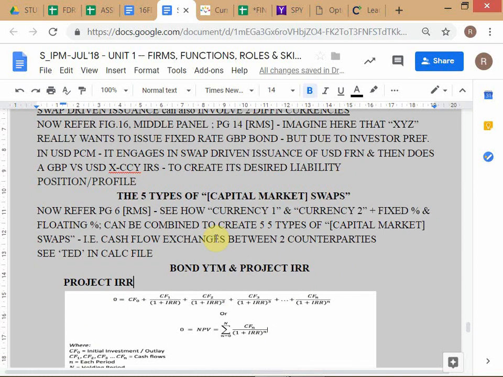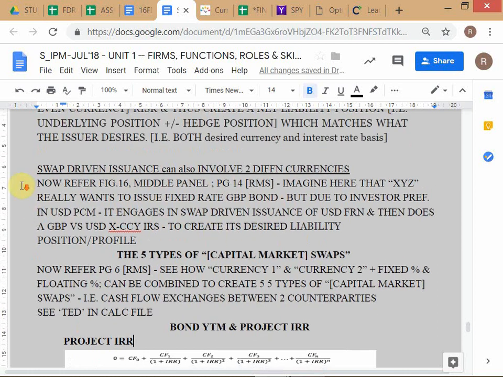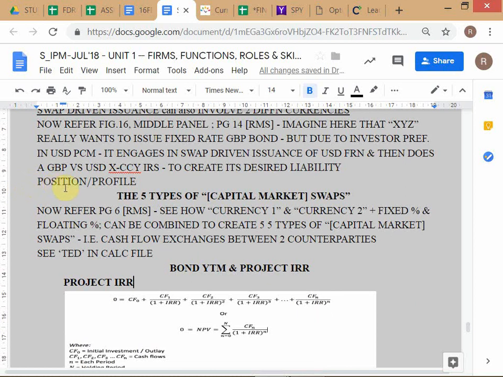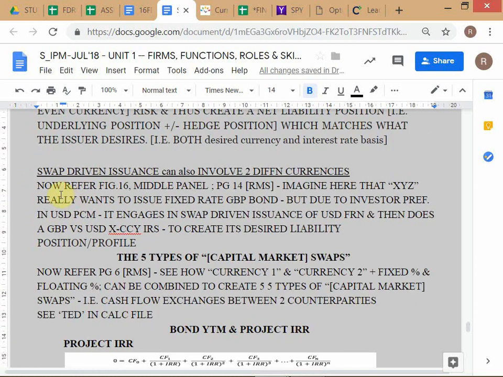We were dealing with swap-driven issuance. Now, the point that was already raised by Dipanshu and partly by Gaba in the previous class is that swap-driven issuance can also involve two different currencies. So I'll just show you that example.